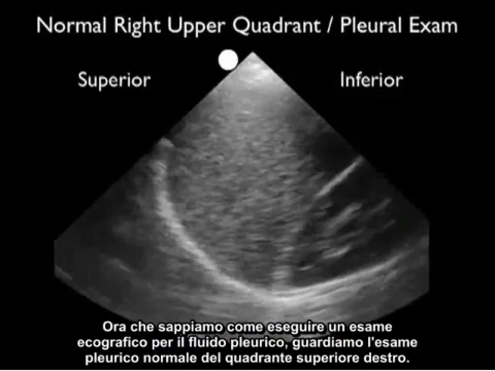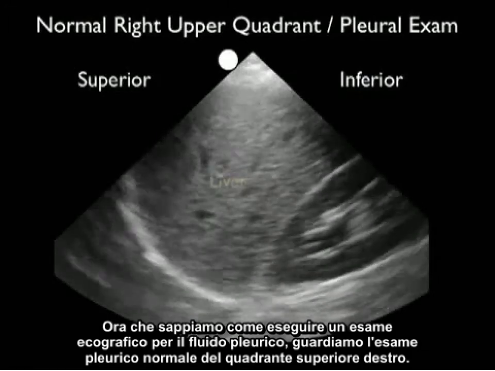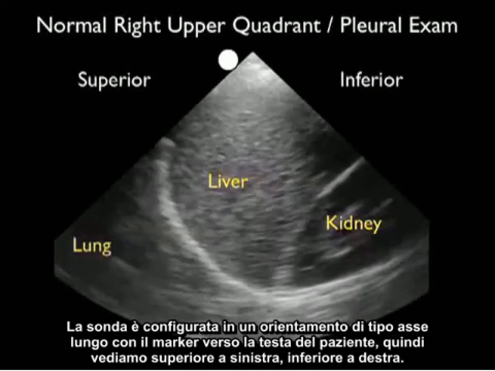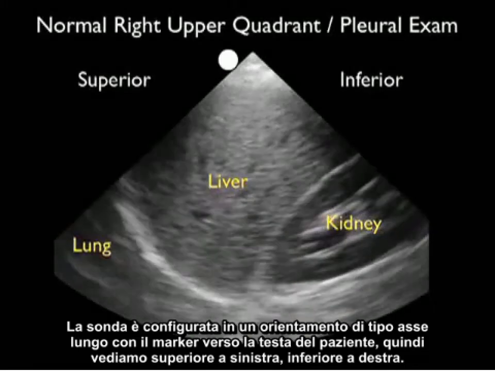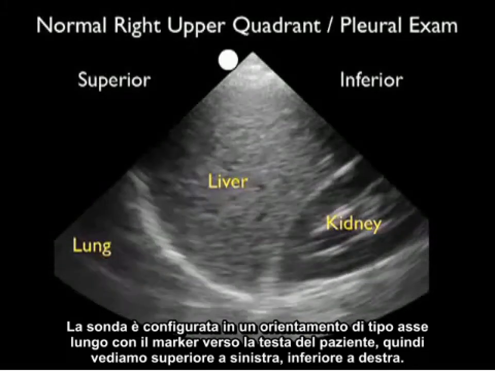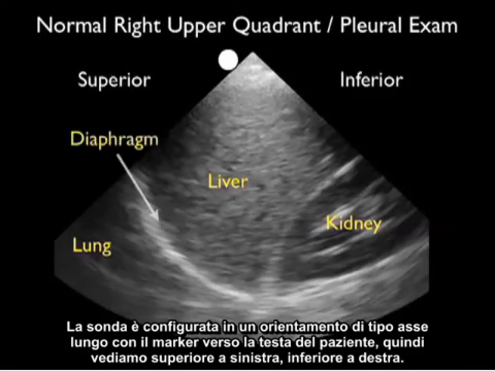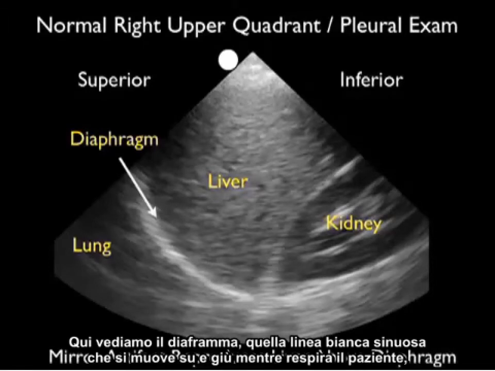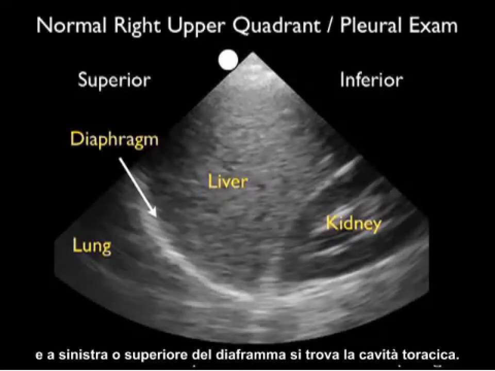Now that we know how to perform the ultrasound examination for pleural fluid, let's take a look at a normal right upper quadrant pleural examination. The probe is configured in a long axis type orientation with a marker towards the patient's head. So we see superior to the left, inferior to the right. The liver is in the middle of the image. And let's look above the liver. Here we see the diaphragm, that curving white line which is moving up and down as the patient breathes. And to the left, or superior to the diaphragm, is the thoracic cavity.